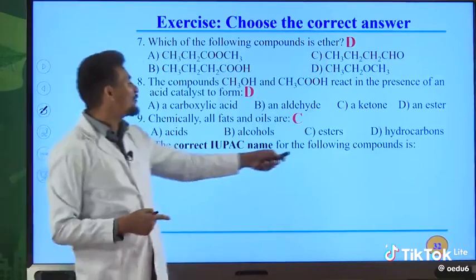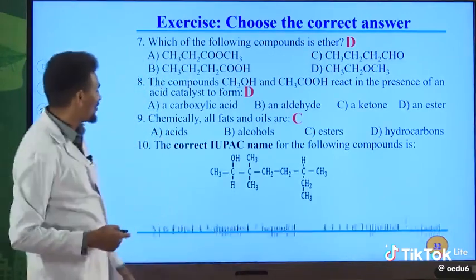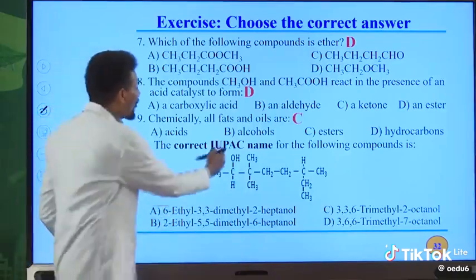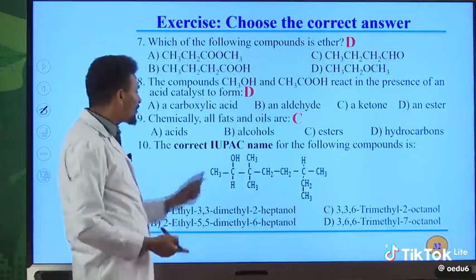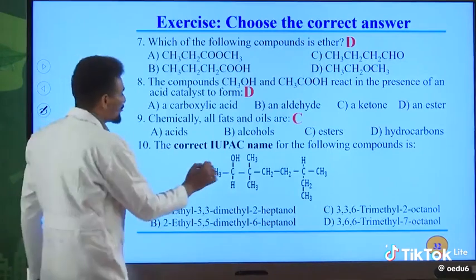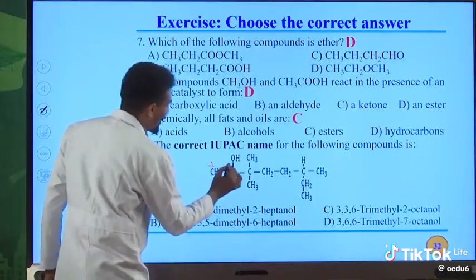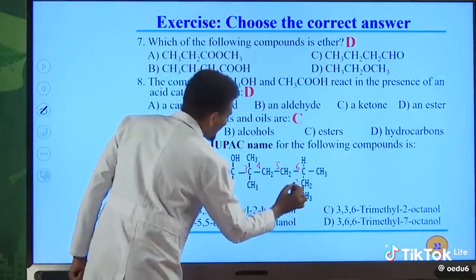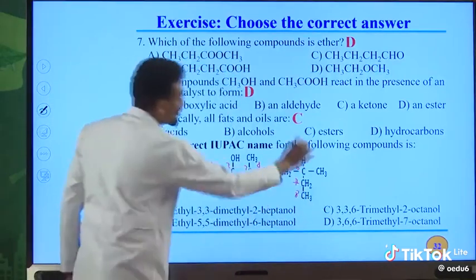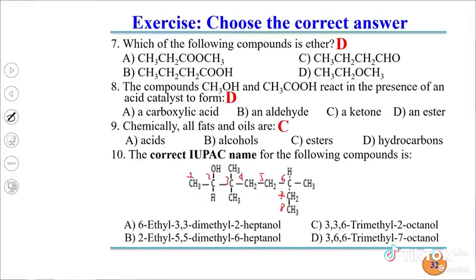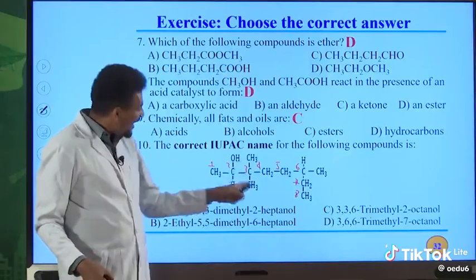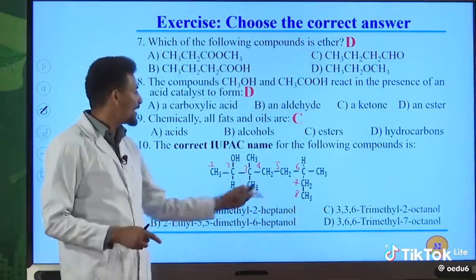The correct IUPAC name for the following compound. How can we write the IUPAC name for this compound? We have an OH group, so this is an alcohol. All the time you must start numbering from this carbon atom. This is number 1, 2, 3, 4, 5, 6, 7, 8. Why? Because this is the longest continuous chain. We have substituents on the third position. That substituent is methyl, and another methyl on the same carbon atom.